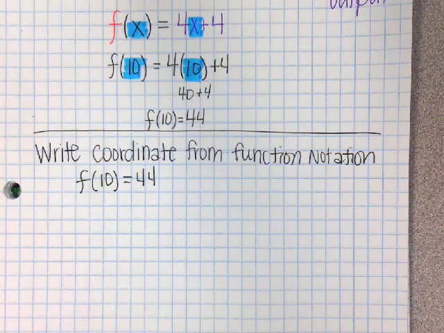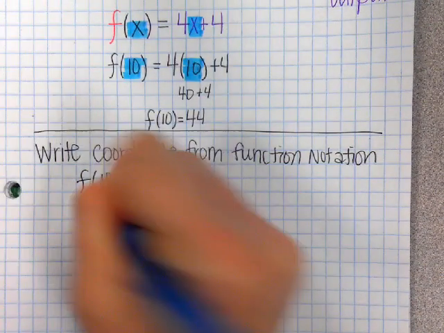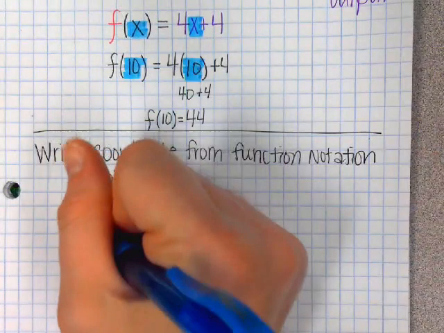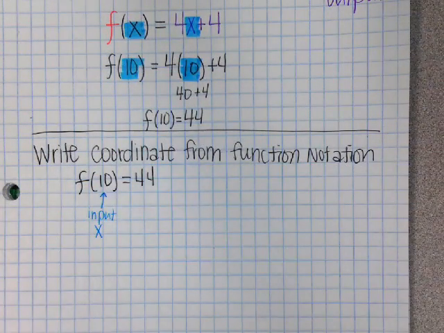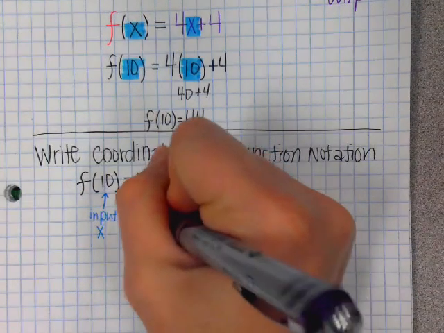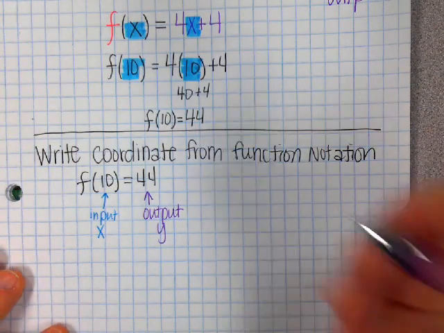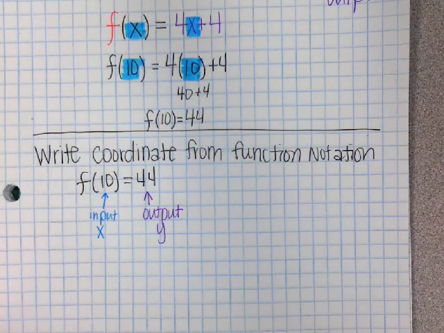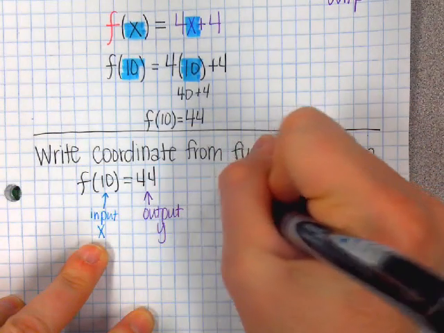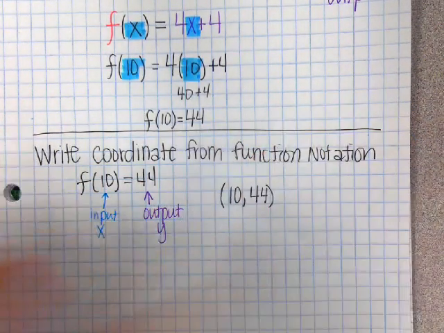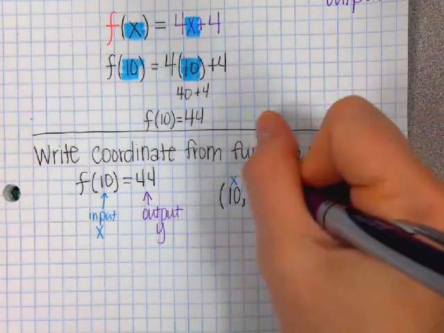I'm just taking this and writing it as a coordinate. So remember, this is our input. And you have to remember, okay, the input variable is always x, and then gives you the output, and the output is always y. So then you would write your answer as, so it's f of 10, which is input, so it'd be 10, comma 44. Remember, it's always x, comma y.